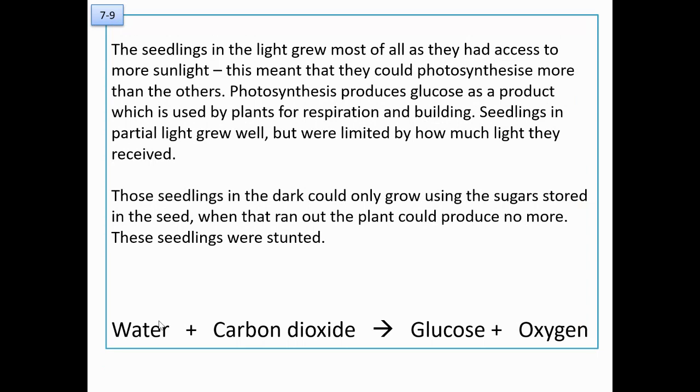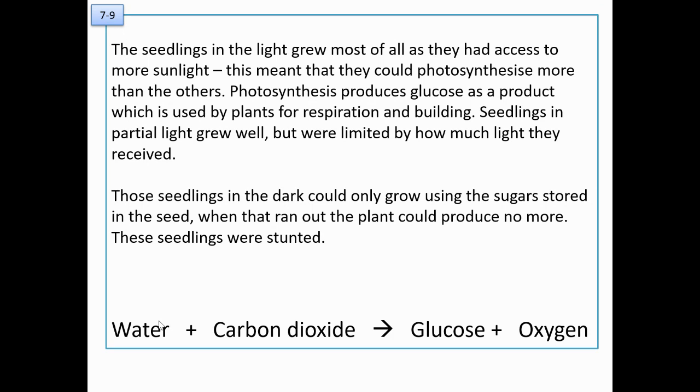Right. A little bit more on top of that. So the final one is explain what you see with phototropism and photosynthesis. I've only written the photosynthesis bit as it kind of complements what we've just written just then. So the seedlings in the light grew most of all as they had access to more sunlight. This meant that they could photosynthesize more than the others. Photosynthesis produces glucose as a product, which is used by plants for respiration and building.